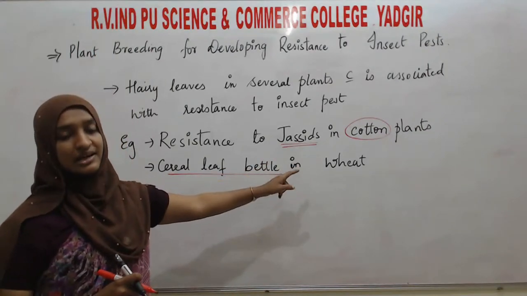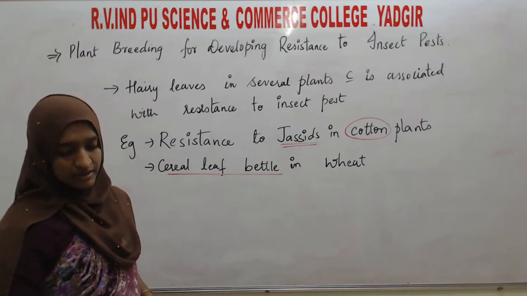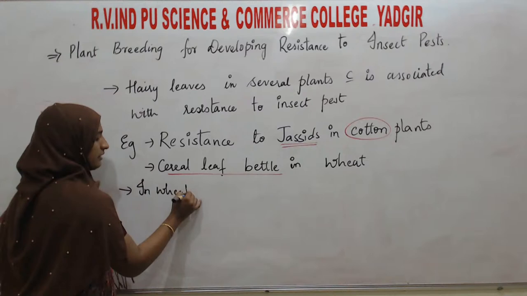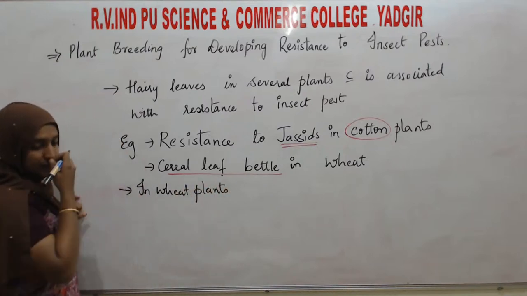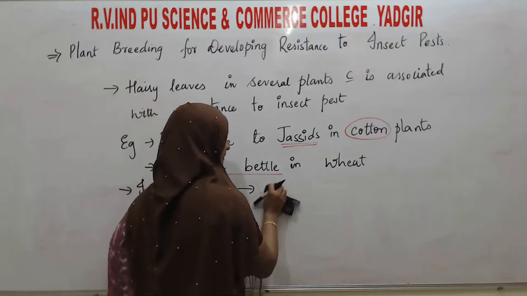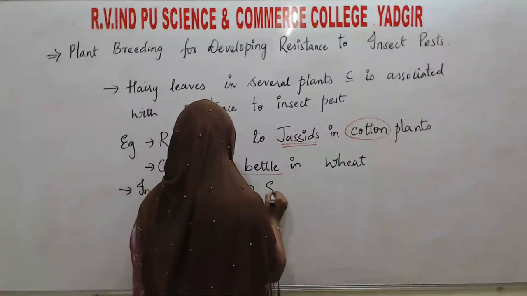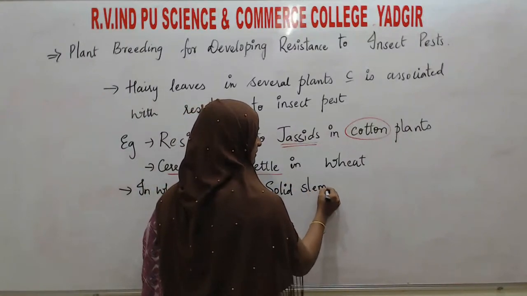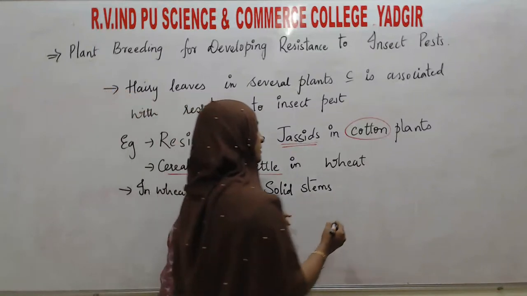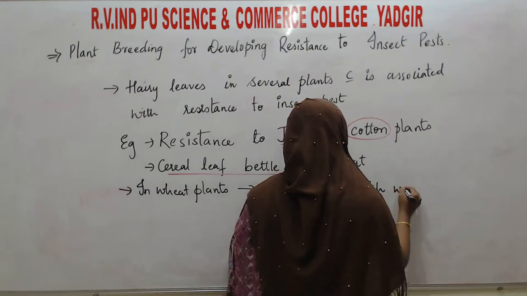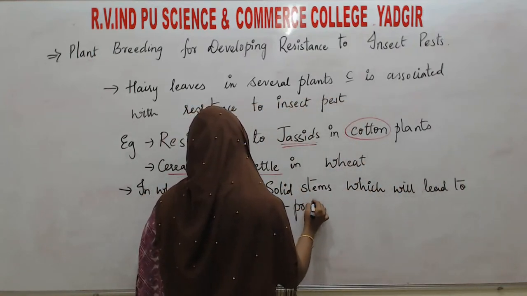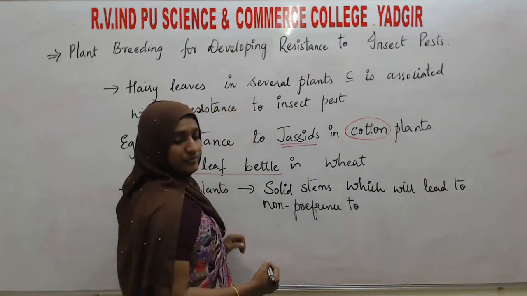What? Wheat. These wheat plants are resistant to which insect? That is the cereal leaf beetle. The next, in wheat, one more is there. You see, in wheat plants, there is a presence of solid stems. Whatever wheat plant has solid stems, which will lead to non-preference, non-preference to stem sawfly.